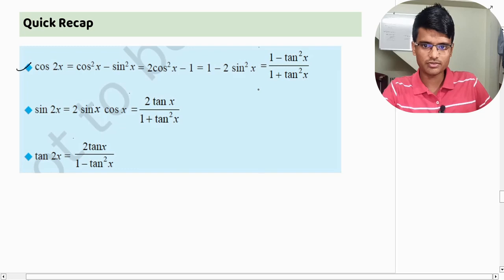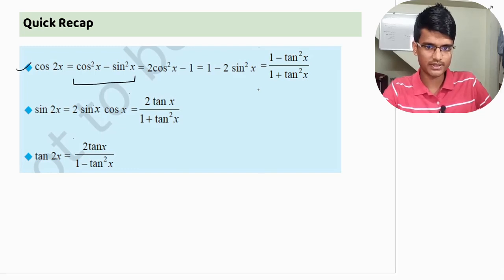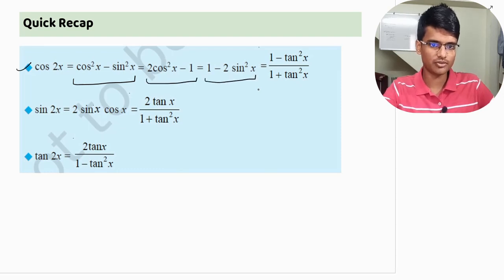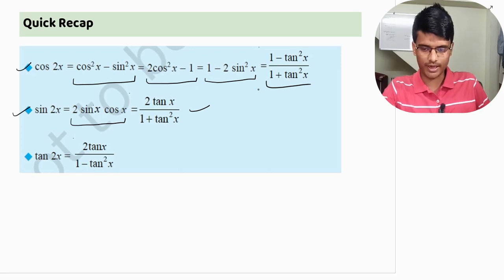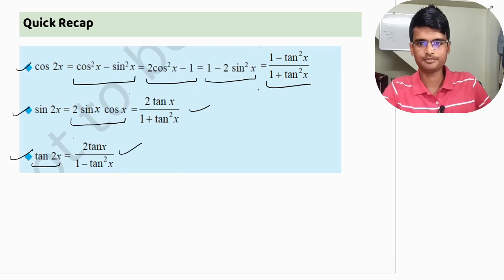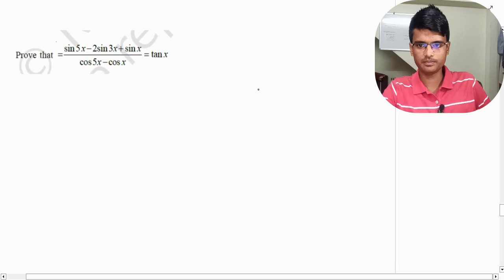So for cos 2x, we have got three formulae: the standard cos square x minus sin square x, 2 cos square x minus 1, and 1 minus 2 sin square x. Then in terms of tan, we have 1 minus tan square x by 1 plus tan square x. For sin 2x, the standard is 2 sin x cos x. In terms of tan, it is 2 tan x divided by 1 plus tan square x. I had asked you to try this, and for tan 2x you'll get 2 tan x by 1 minus tan square x. Okay, that's it.